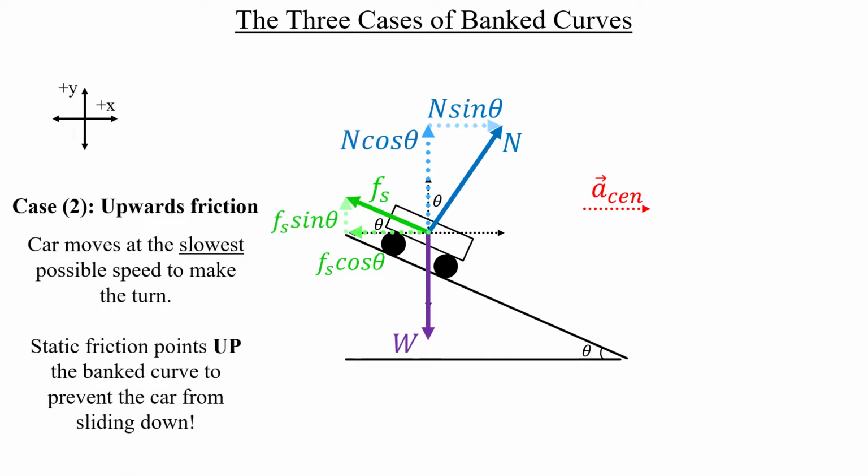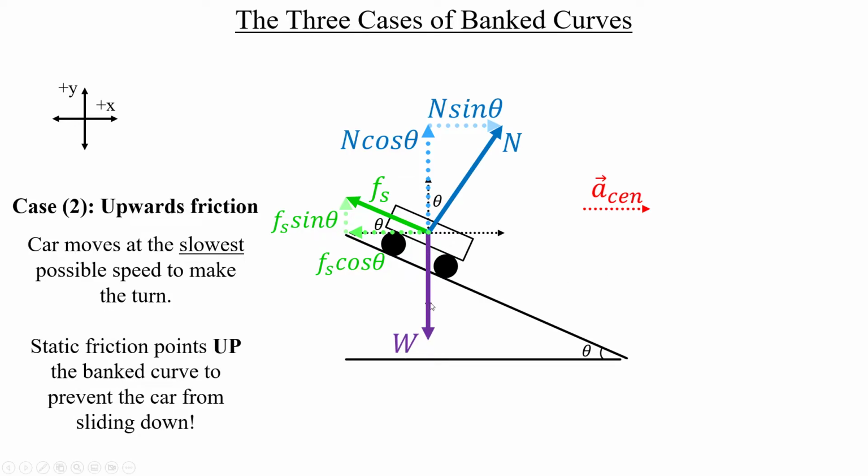In this one, the car is not moving at the perfect speed anymore. In fact, it's taking the curve so slow that the car wants to slide downwards. Thankfully, static friction can prevent this. All the vectors are pretty much the same.